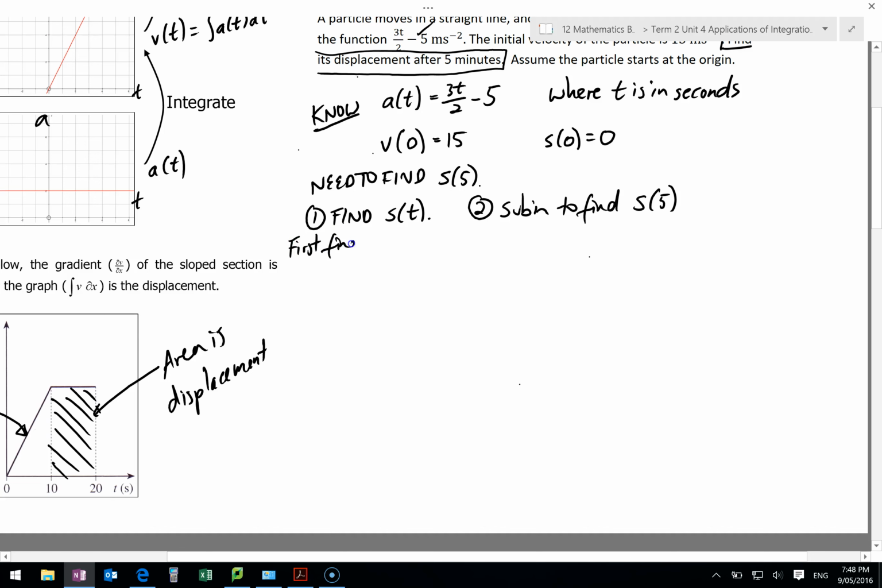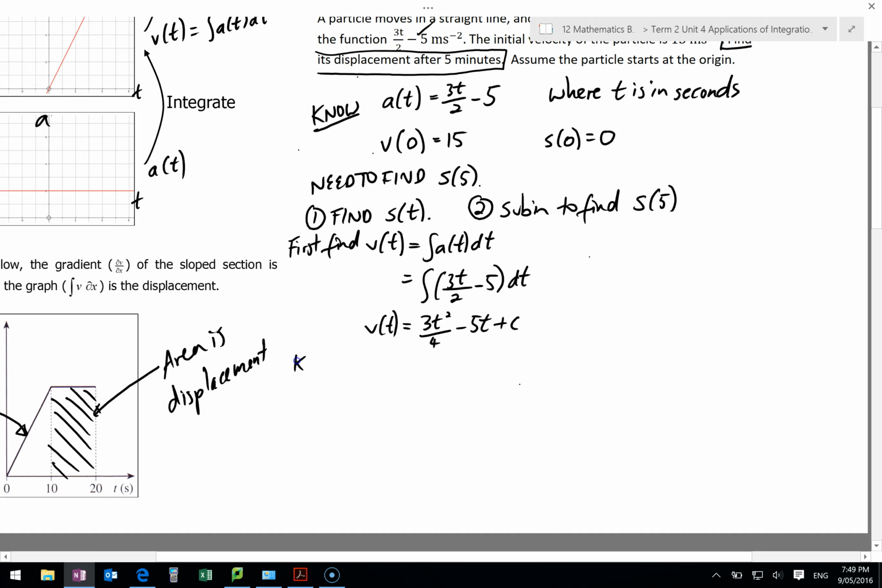So first find v of t, which is the integral of the acceleration. So my acceleration function is 3t on 2 minus 5 dt. And this should be really routine now to get 3t squared on 4 minus 5t plus c as the velocity function.